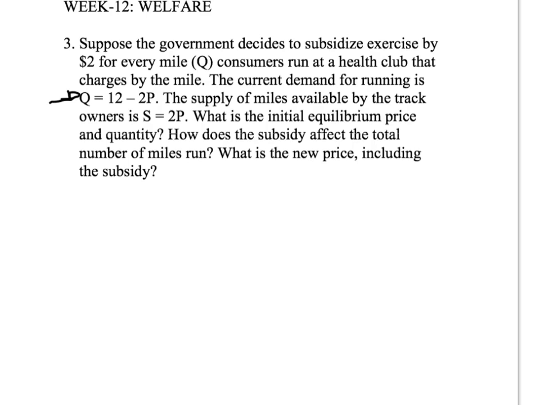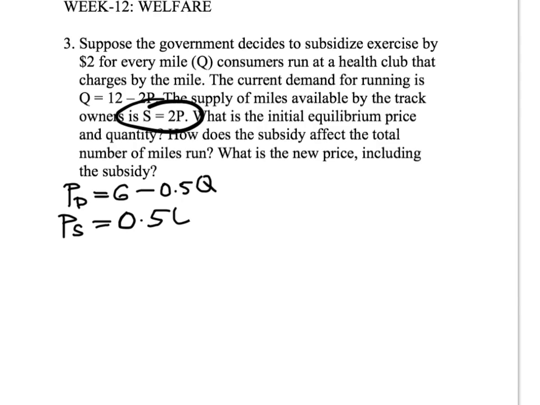So that will mean that the demand curve will be PD equals 6 minus 0.5Q. And again, what I'm doing here is taking this equation and solving it for P in terms of Q. Okay, and now let me get rid of this so you can still see the problem. Now the supply, we will do the same thing with the supply, and that will be PS equals 0.5Q. Again, we took this equation and solved it for P in terms of Q.